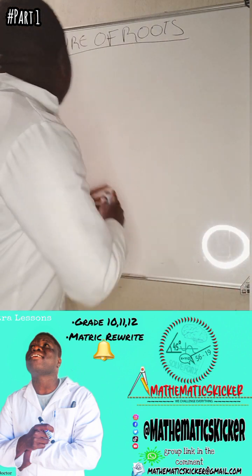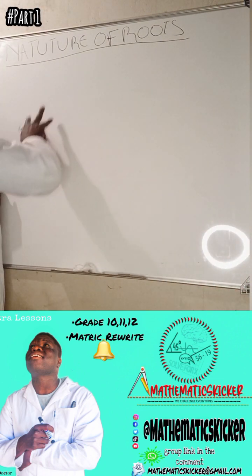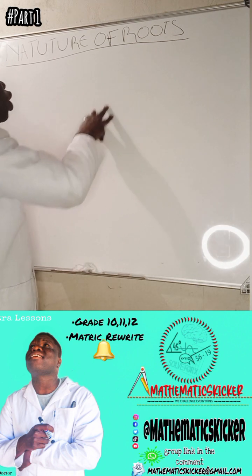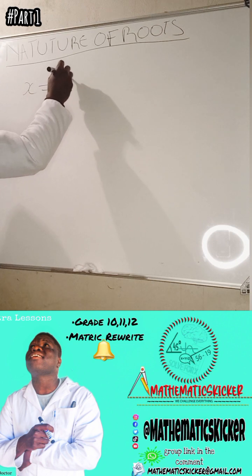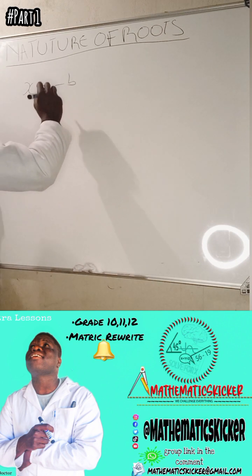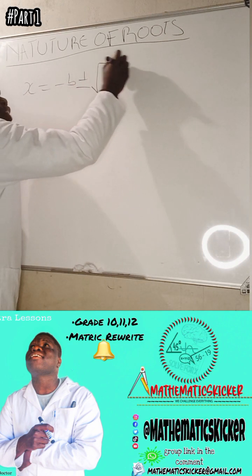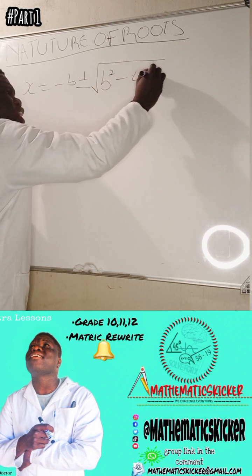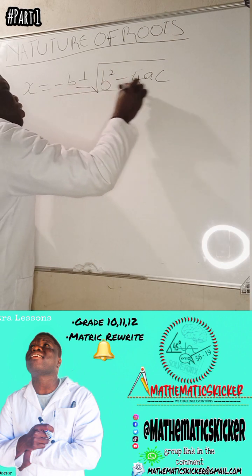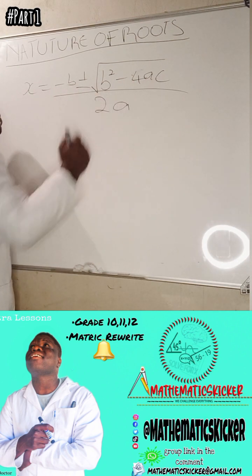Then let's talk about the nature of roots. Before I talk about the nature of roots, I would like us to go back and talk about the quadratic formula. It's x is equal to minus b plus or minus the radical sign of the radicand, b squared minus 4ac, all divided by 2a, right?